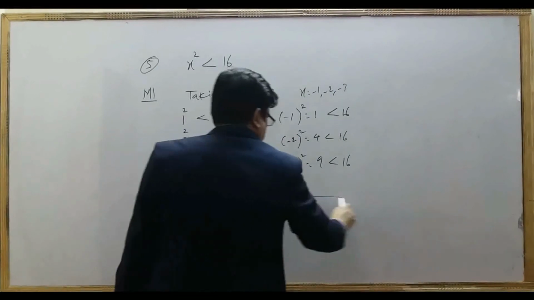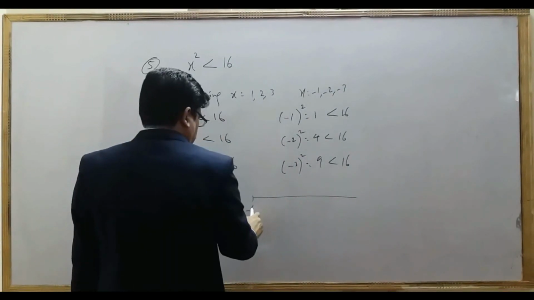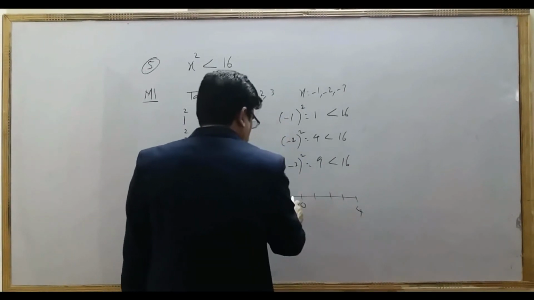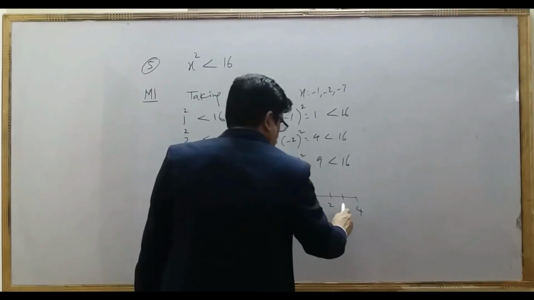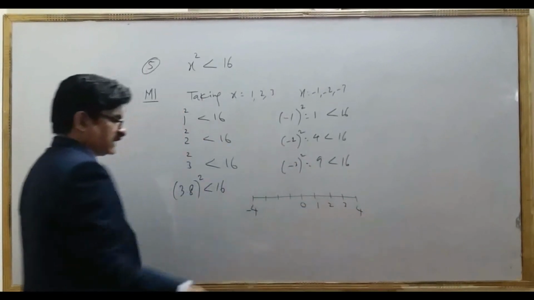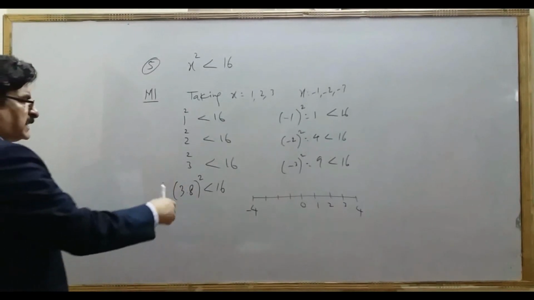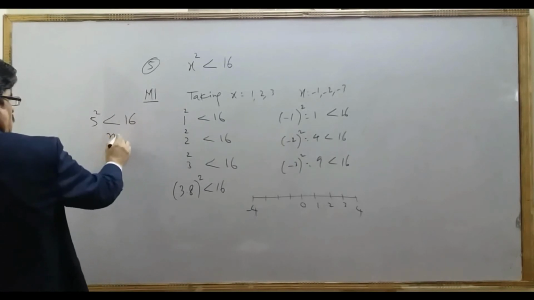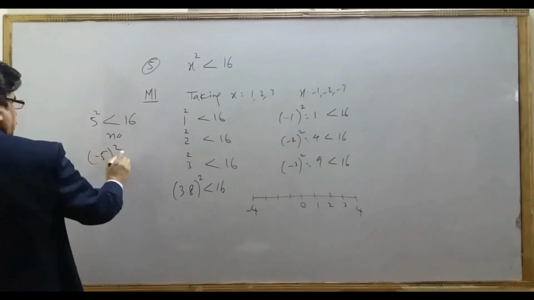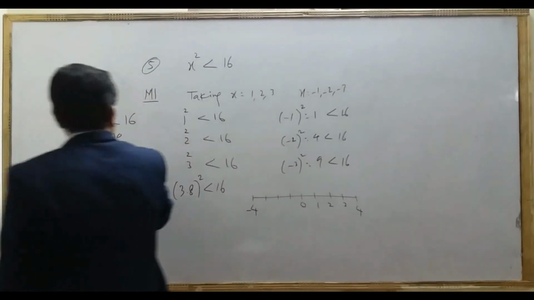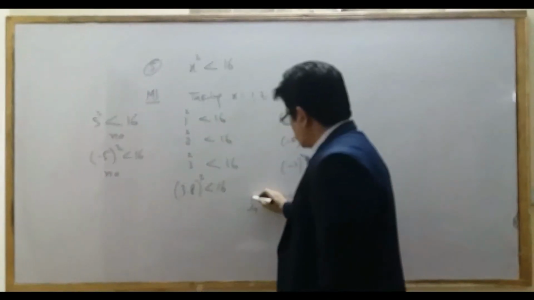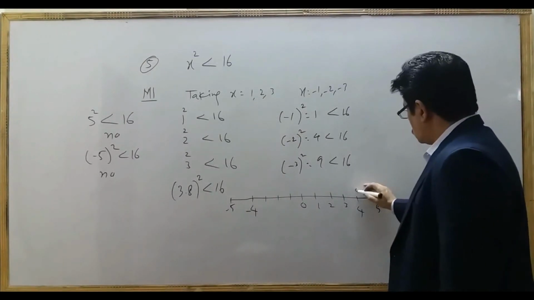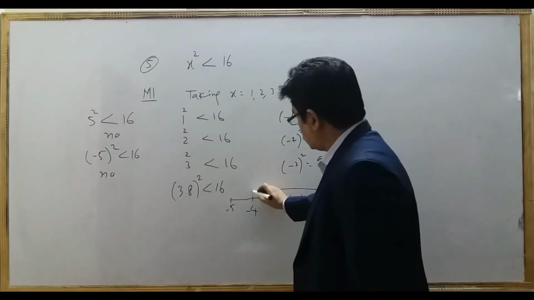So on the number line you can see between minus 4 and 4, here you have 0, 1, 2, 3, minus 1, minus 2, minus 3. Any decimal number you can check using a calculator. If you take greater than 4, for example 5, is 5 square less than 16? No. And if you take minus 5 whole square, is it less than 16? No, because it is plus 25. So before this you have minus 5, and after this you have plus 5. So your solution is between this value and this value.